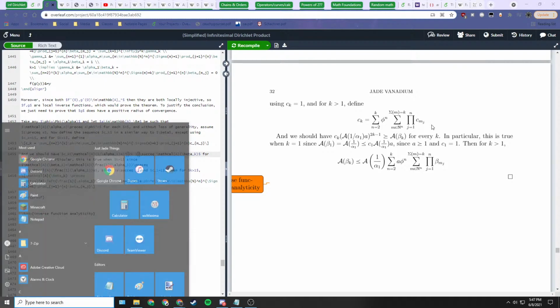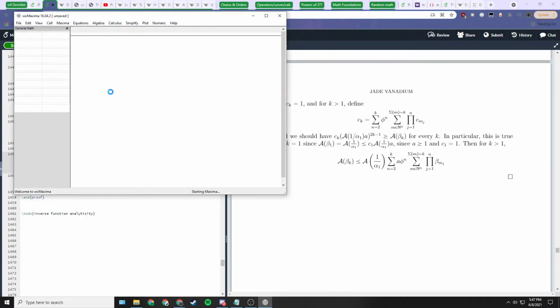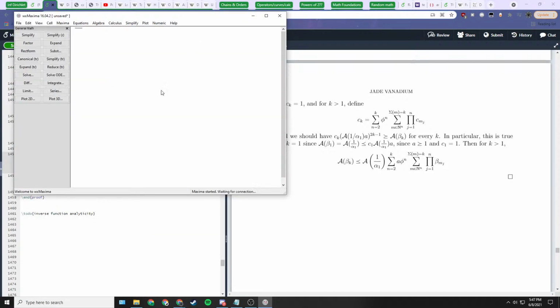Let's calculate this. Actually, I want to see what this is. Okay, so we'll do n from 2 to k, 5 power n times some. Oh wait, I can't. Maxima won't do this.